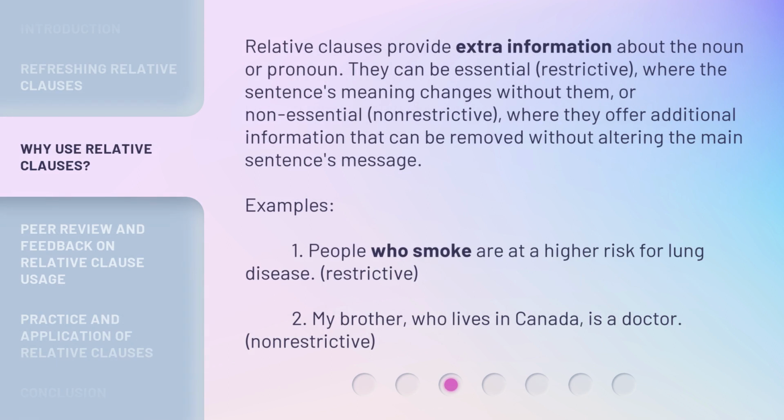Relative clauses provide extra information about the noun or pronoun. They can be essential, restrictive, where the sentence's meaning changes without them, or non-essential, non-restrictive, where they offer additional information that can be removed without altering the main sentence's message. Examples: 1. People who smoke are at a higher risk for lung disease. Restrictive. 2. My brother, who lives in Canada, is a doctor. Non-restrictive.